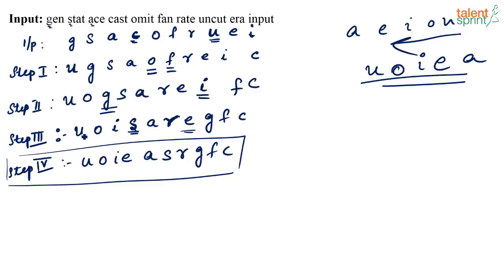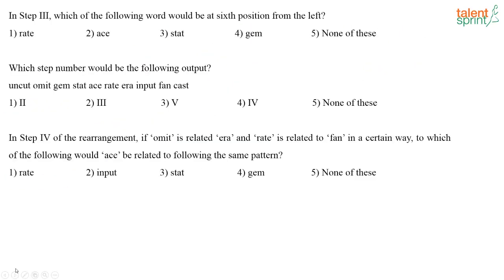Step 3, 6th position from the left means 1, 2, 3, 4, 5, 6. R. R is rate. So that is the 6th position from left. That is option 1. Which step number would be the following output? Uncut, omit, gem, stat, A's, rate, era, input, fan, cast. So if you see here only UO has been set, here CF. So this has to be step 2.